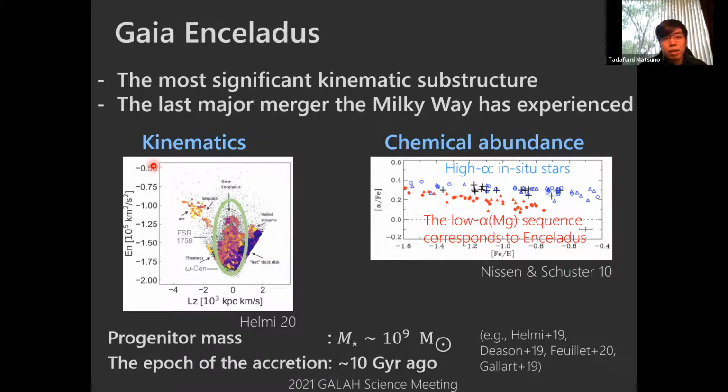The chemical property of Gaia-Enceladus is characterized by low magnesium, or low alpha element abundances, compared to the high alpha element abundances in in-situ stars. This is considered to be a result of different star formation timescale and delay time of type Ia supernovae. The progenitor mass is estimated to be around 10 to the 9th solar masses, and the epoch of the accretion is estimated to be around 10 giga-years ago.